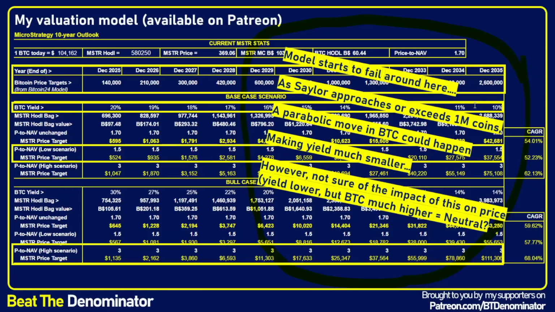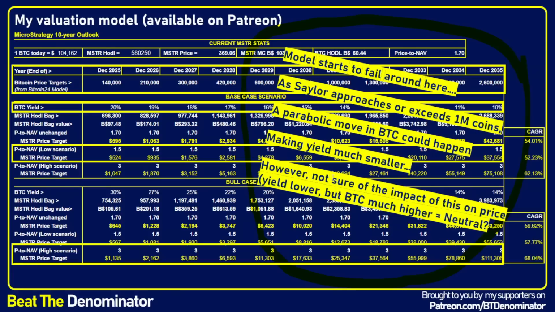Because obviously it's very tough to imagine in December 2045, it's very tough to imagine that Saylor would have 2.6 million coins, if that makes some sense. There's going to be a stop at about 1 million coins at some point. It's going to be much harder to accumulate Bitcoin, and so the yield should drop, but the price of Bitcoin could go up much higher than in the Bitcoin 24 model. So as far as the price of MSTR shares, it's probably fairly neutral. But as far as how you calculate the model, it's probably very different.